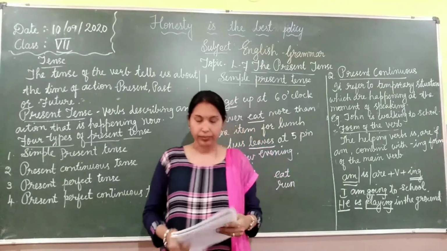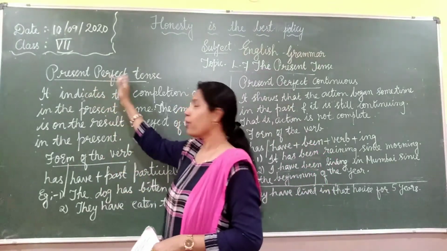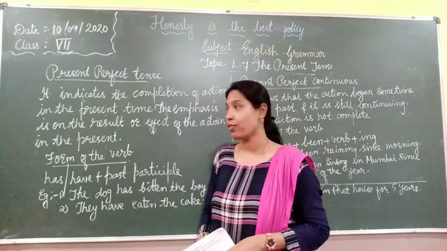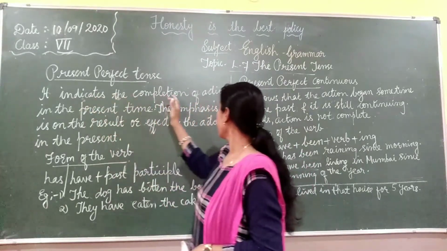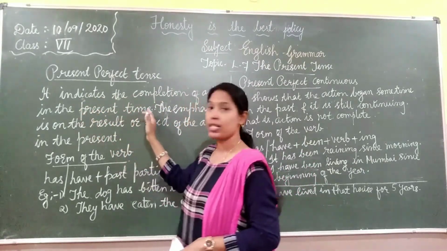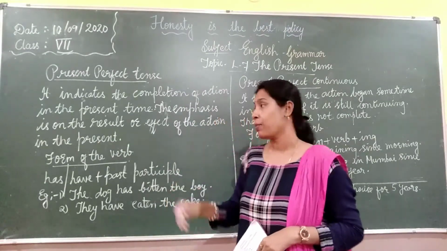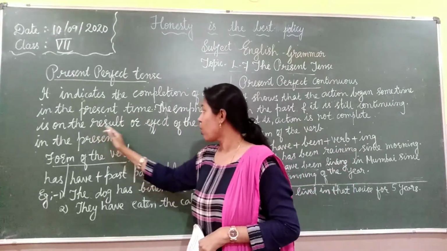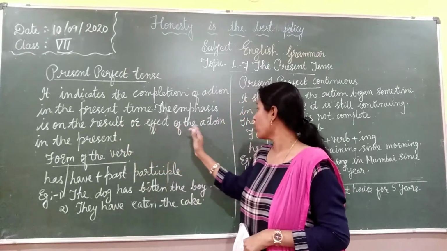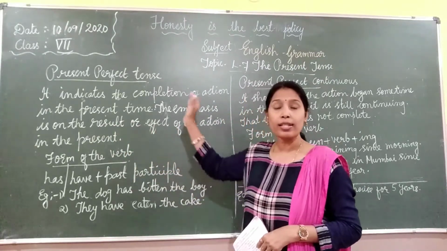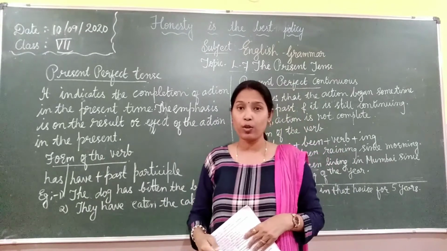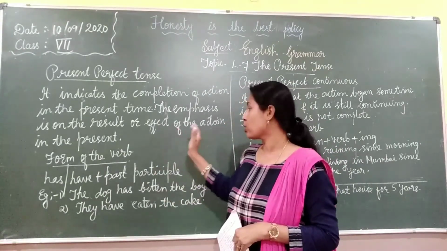Okay. Next is present perfect tense. What is present perfect tense? It indicates the completion of action in the present time. The emphasis is on the result or effect of the action in the present. So the stress is on the result of the action, or the effect of the action in the present.